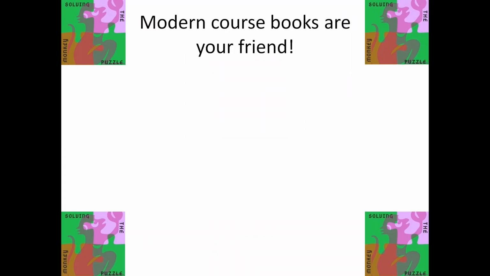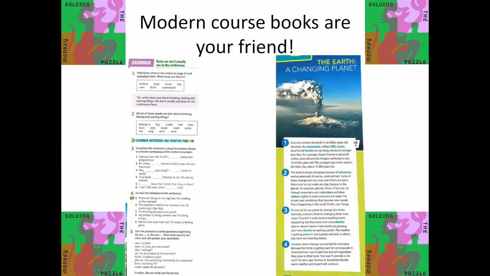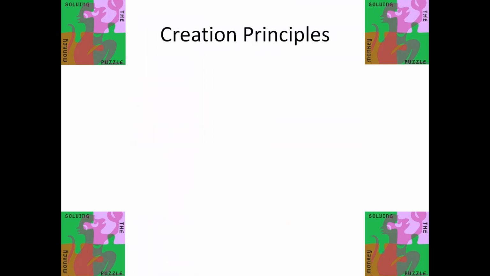When you're doing this, the key thing to remember is that modern course books are actually your friends. So while you have these practice tasks, your book should have a text, whether it's written or audio, that's rich in examples. The technical term for this is a generative text, and you can see that here. So this is what we're dealing with for the purpose of this demonstration, but we should have a look at the principles for doing this.